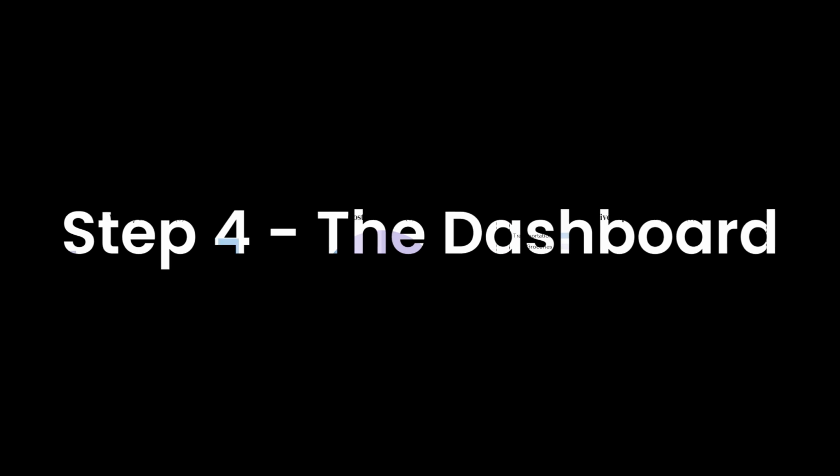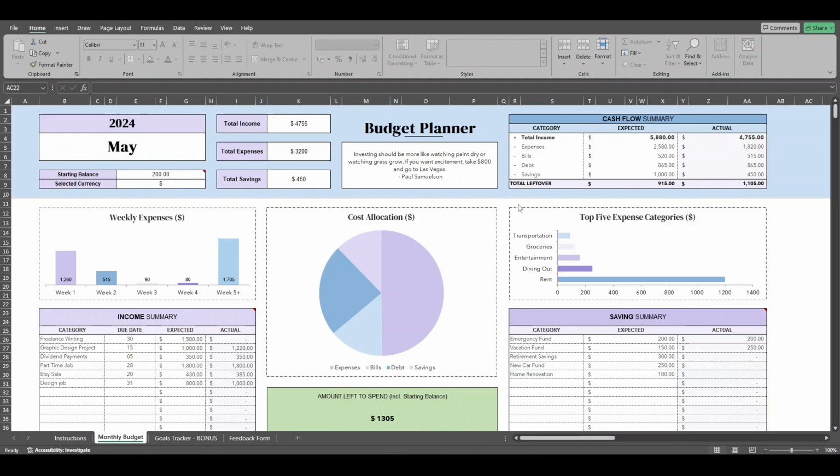So now moving on to step 4, the dashboard. So we've now set our date and we've got our starting balance. Now I want to kind of talk through the other things that we have in this moving banner. So we've got the total income, total expenses and total savings. This is automatically calculated. So you can see at a quick glance what those amounts will be.